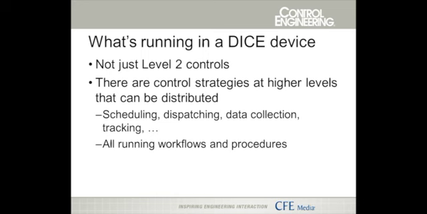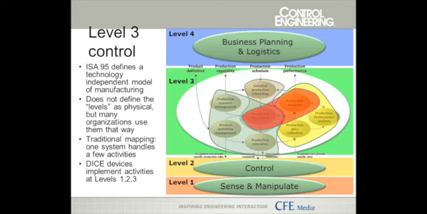Not just level 2 controls, but there's all sorts of other control strategies at higher levels that can be distributed. Level 3 control is usually procedural control. It's workflows, includes dispatching, product tracking and tracing, configuration management, etc. All these other workflows that are going on. Well, can these run in a DICE device? Why not? Why don't we look at it? Because let's take a look at these kind of level 3 controls that exist.